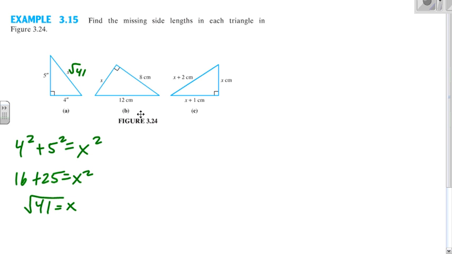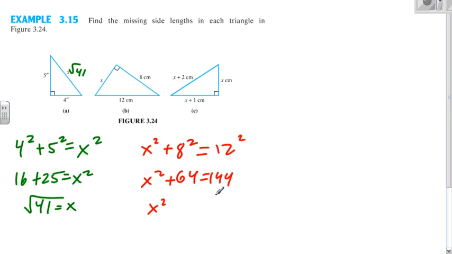In example B here, they give you the hypotenuse and one of the legs, so x is another leg. X squared plus 8 squared equals 12 squared. So x squared plus 64 equals 144. Subtract 64 from both sides. You get x squared equals 80. So x equals the square root of 80, which can actually be simplified.